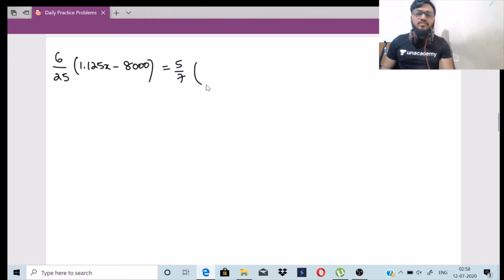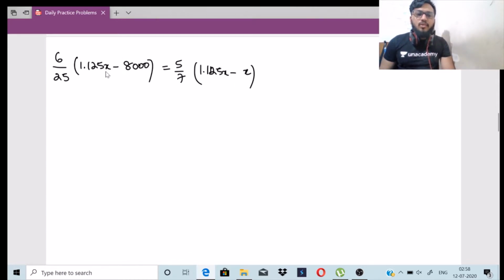5 by 7th of the first year's interest. What is the first year's interest? It is 12.5%, or else I can write it as 1.125x minus x. Or directly you can write 0.125x, or else you can do this: the initial amount minus the interest amount. So that will be the amount of interest you are applying here, 12.5% or 0.125.